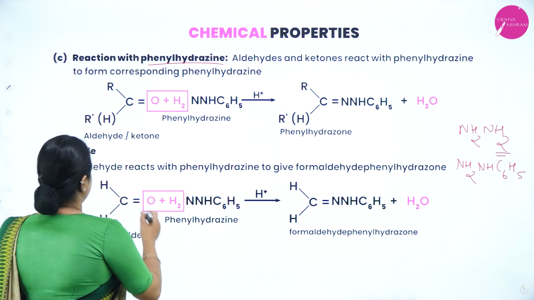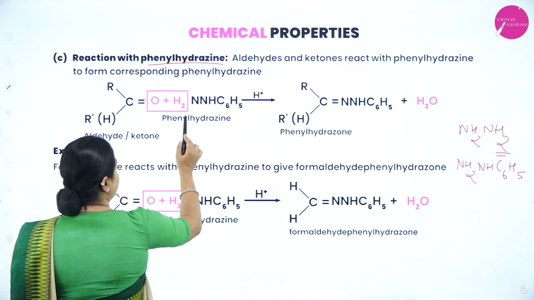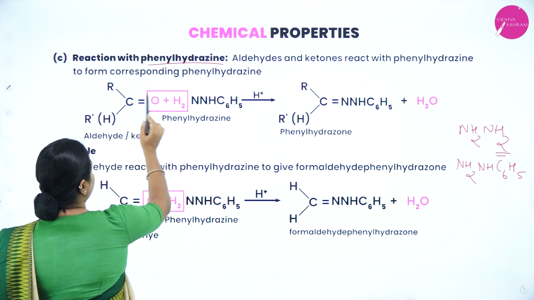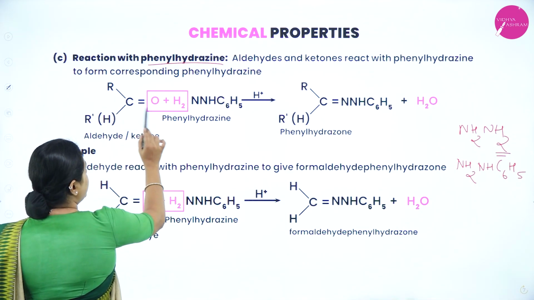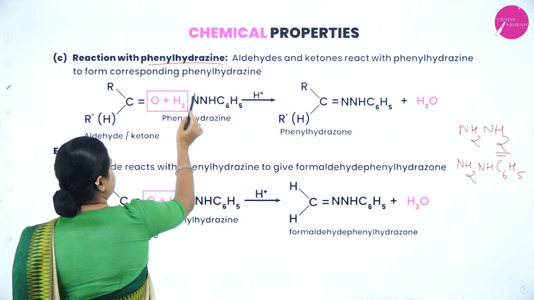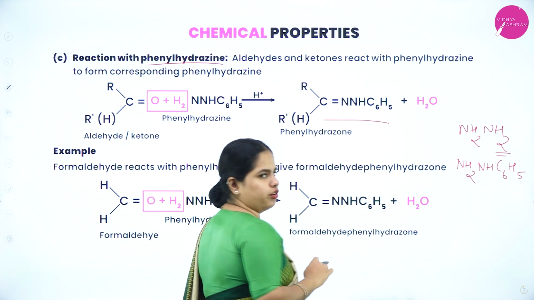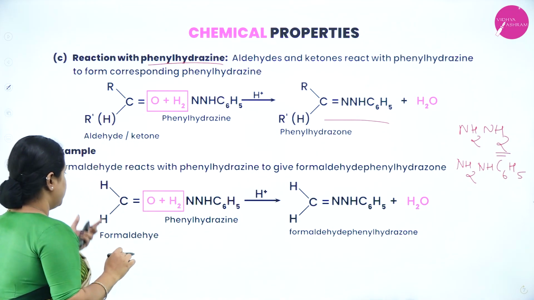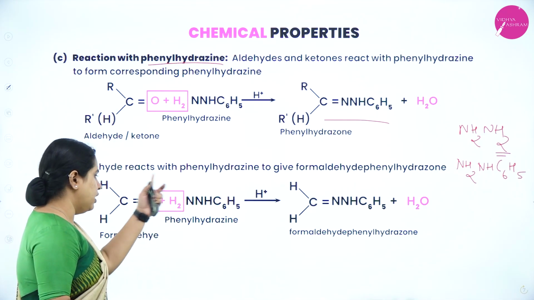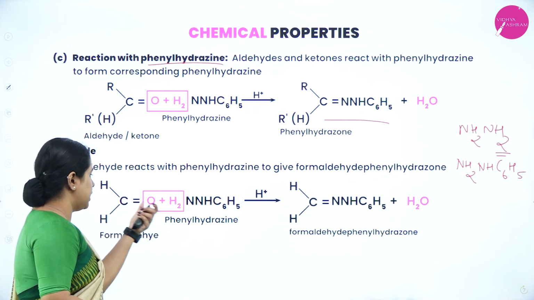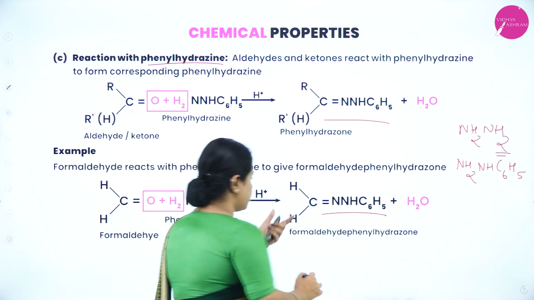Okay, so let's see. The aldehyde or ketone again reacts with NH2NHC6H5. So again, water is going to be removed. You will get RCR' or hydrogen, double bond NNHC6H5. Water will be removed. Okay, so this is the phenylhydrazone you are going to get. Now let's see here, formaldehyde is going to react with phenylhydrazine. Again water will be removed, so you will get C double bond NNHC6H5. Clear? So this is in case of an aldehyde.